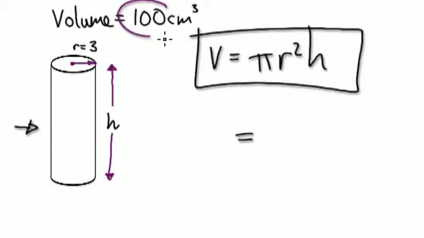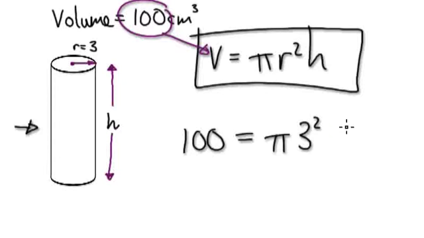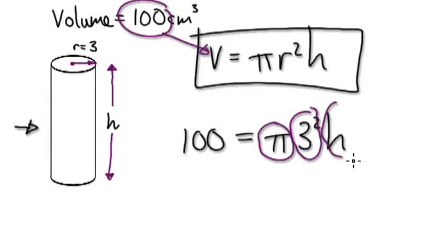Well, we know the volume has to be 100, so put the 100 into the V. So this would be 100 equals pi. r is 3, isn't it? So we can put the 3 into the r here, times h. So at the moment we've got 3 things multiplying each other here. Okay, let's work out this thing here.